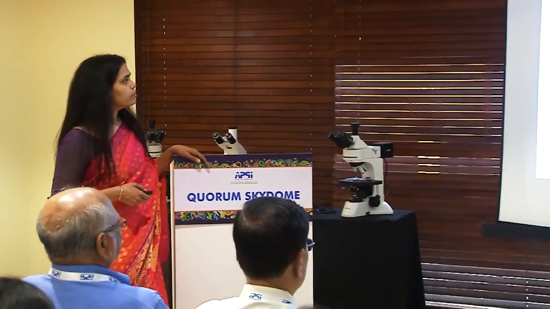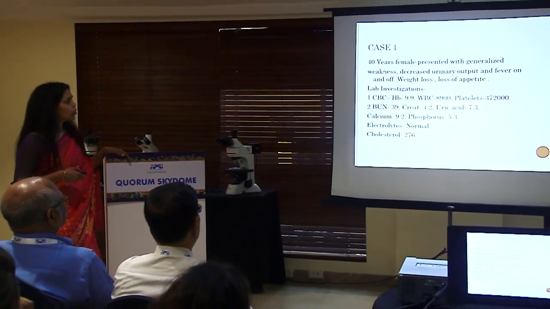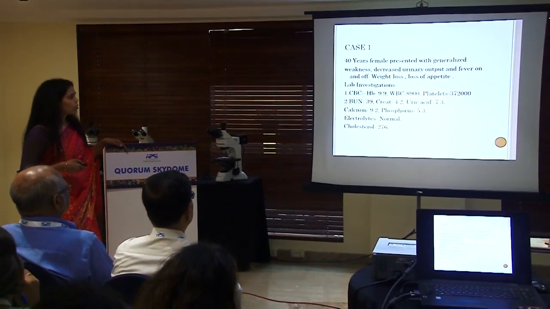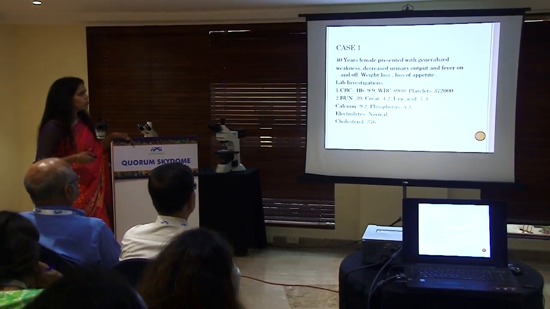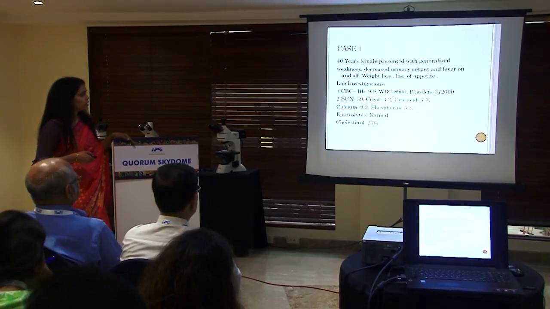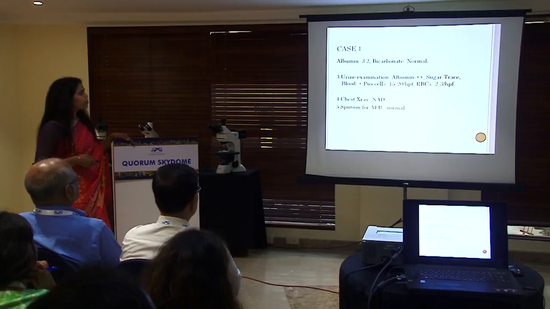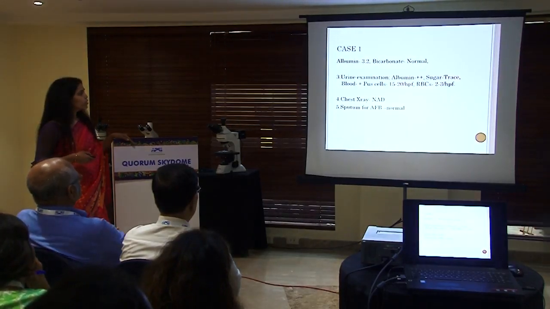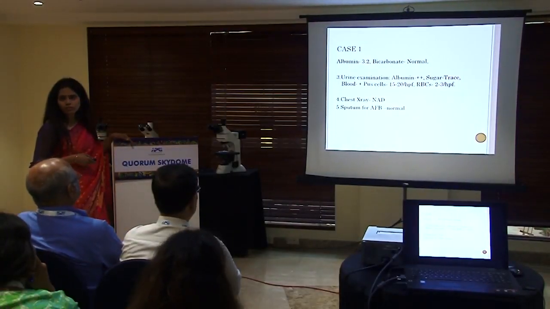So we see a young female presented with decreased urinary output, fever on and off, weight loss, loss of appetite. Investigations show hemoglobin on the lower side, mild. BUN creatinine is high. Look at the uric acid. Phosphorus, cholesterol, electrolytes normal. Urine shows albumin 2+. Look at pus cells and blood. Chest X-ray and AFB is normal.